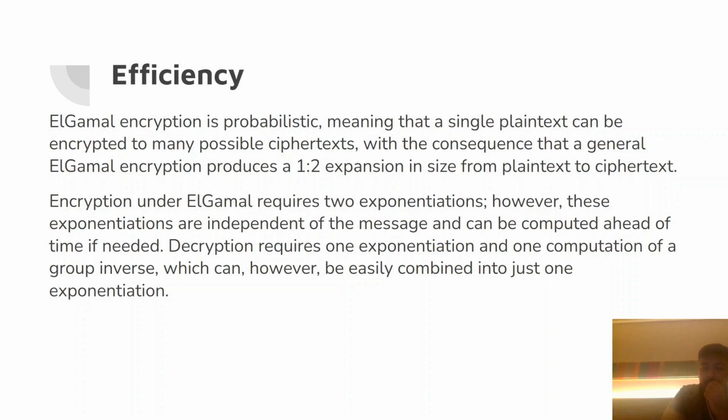Encryption under ElGamal requires two exponentials. However, these exponentials are independent of the message and can be computed ahead of time if needed. Decryption requires one exponential and one computation of a group inverse, which can, however, be easily combined into just one single exponential.